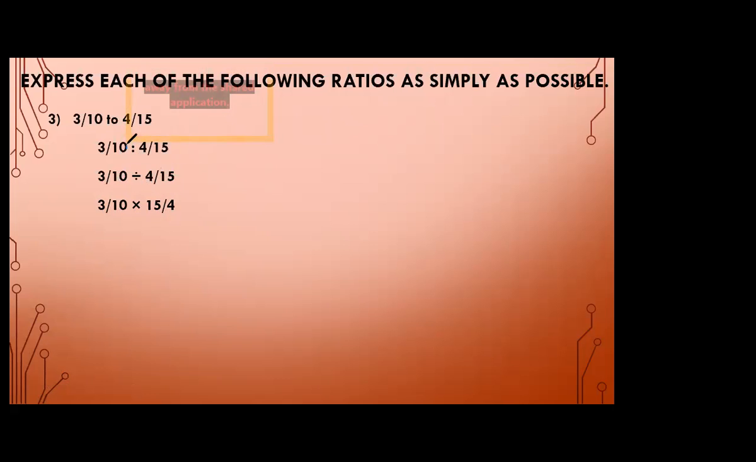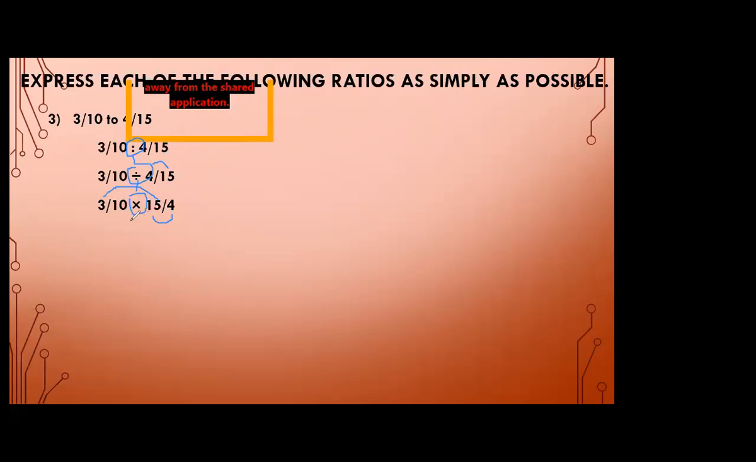Students, in the first step, I have converted this ratio sign into the division sign. Now if I want to convert this division into multiplication sign, this number 4/15 will be reciprocal. I get the reciprocal of 4/15, that is 15/4. If I am changing the sign, this term will also be replaced. 4 will go into the denominator and 15 will come in the numerator. Now we can multiply here.